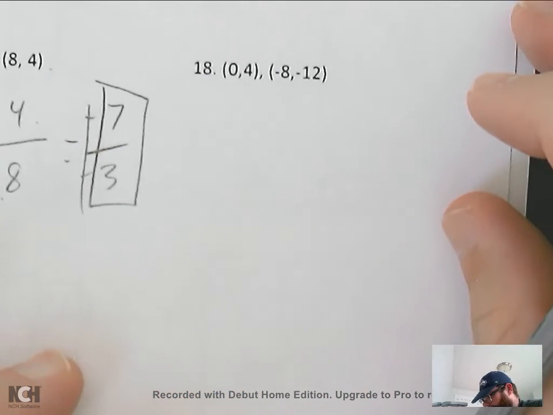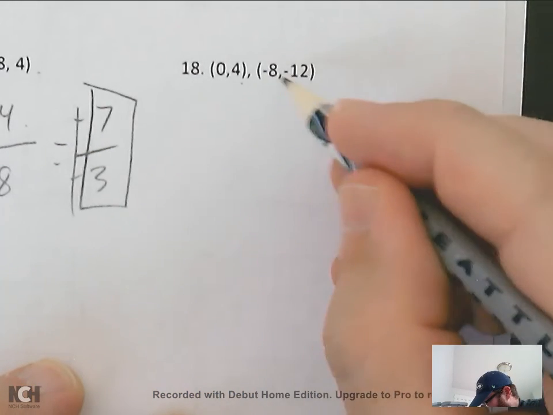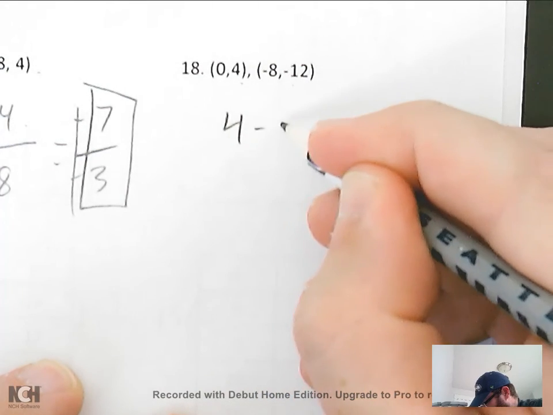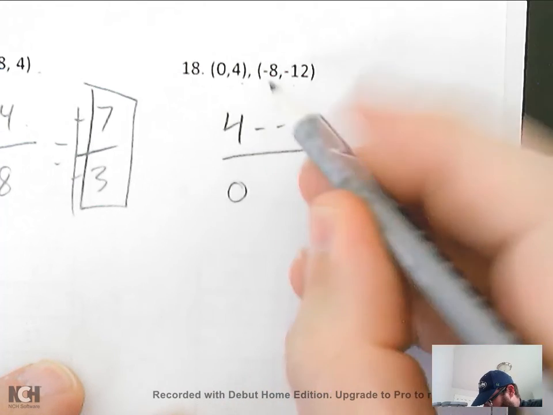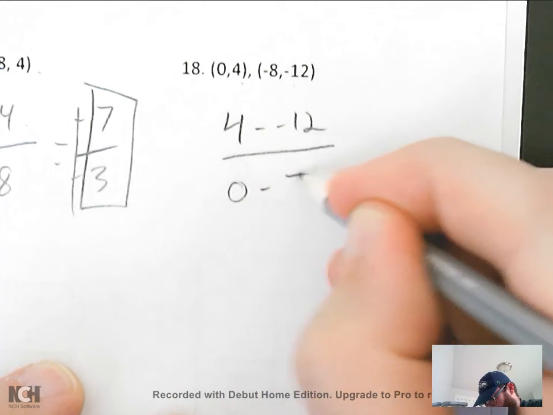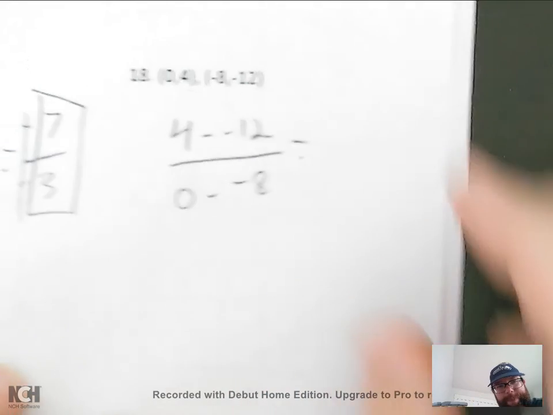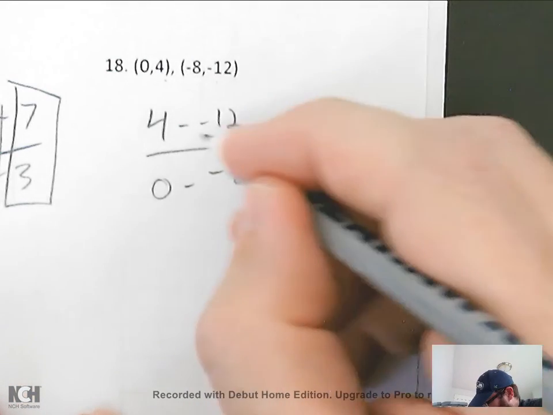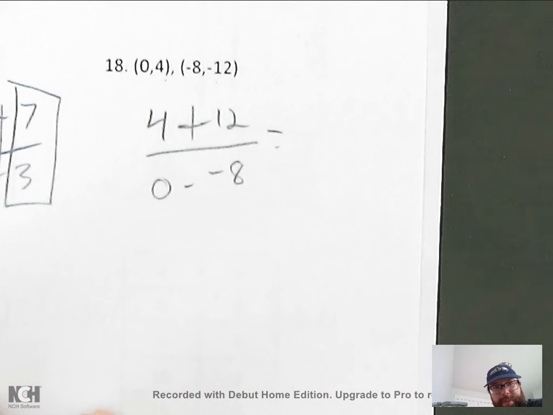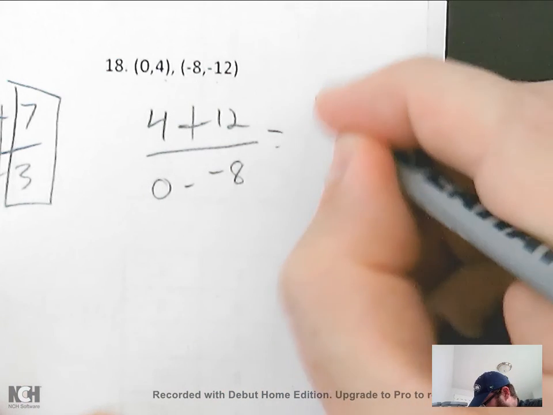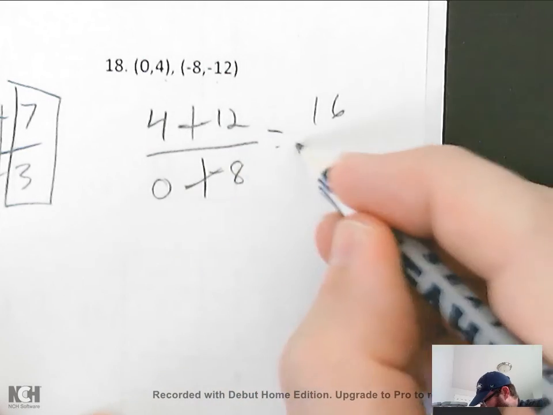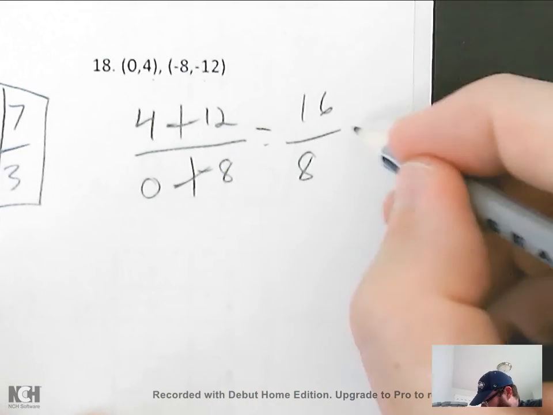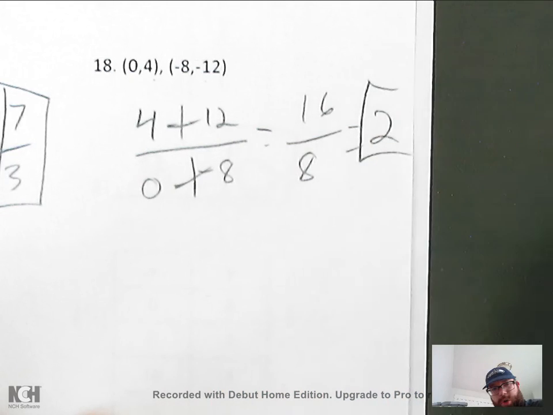Okay, and then the last one, 4 minus negative 12. So 4 minus negative 12 over 0 minus negative 8. Okay, so 4 minus negative 12, that becomes a big plus, right? Two negatives become plus, and that would be 16. And then 0 minus negative 8, big plus, would just become 8. And 16 divided by 8 is just 2, or 2 over 1. And that would be your answers.